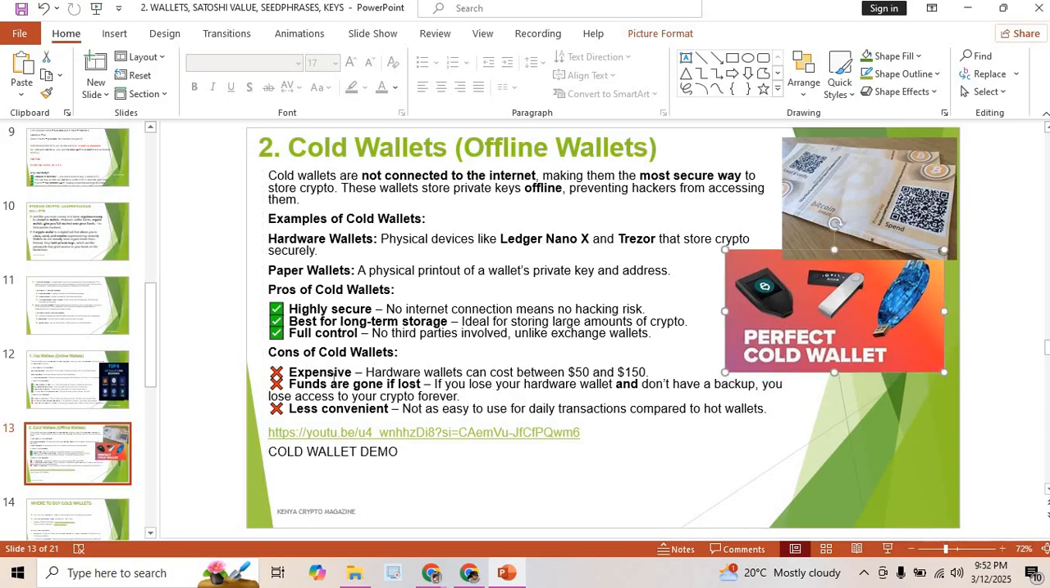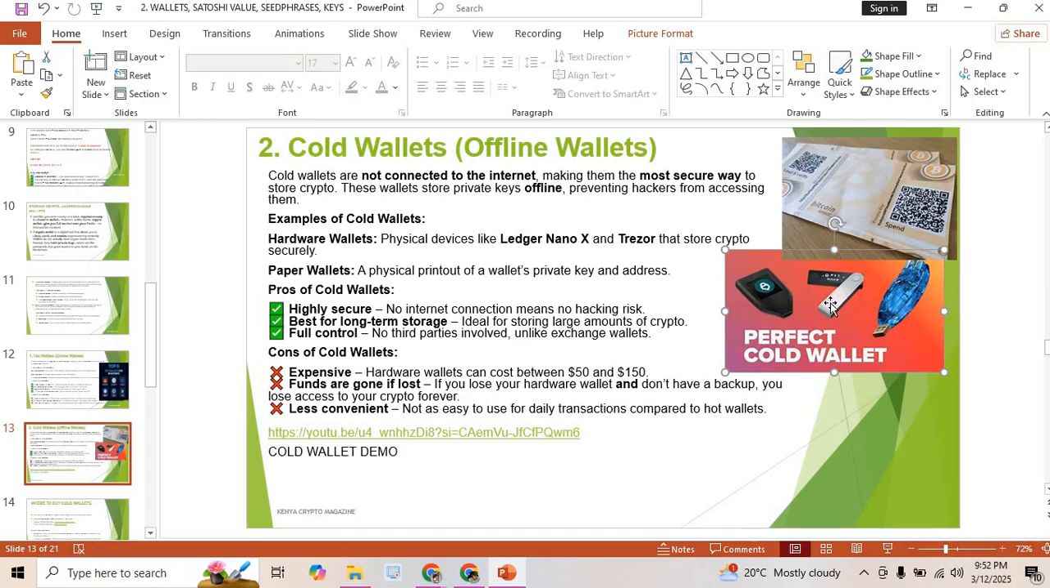The cons of cold wallets, they're expensive. One wallet can cost from around $50 to $150. Then funds are gone if you lose it. So when we mean funds will be gone when you lose it, we don't mean that if you lose that Ledger device, you lose all your funds.